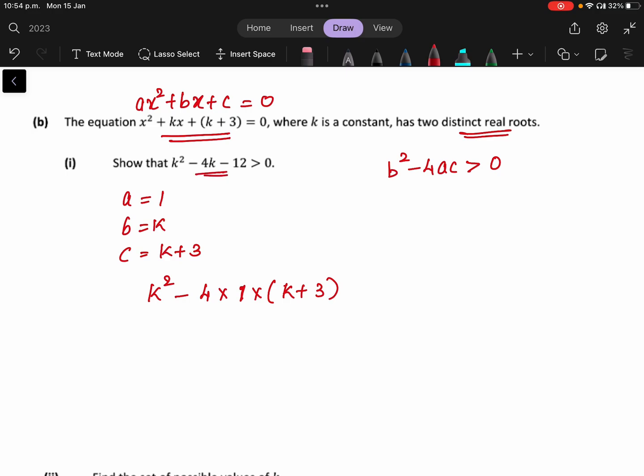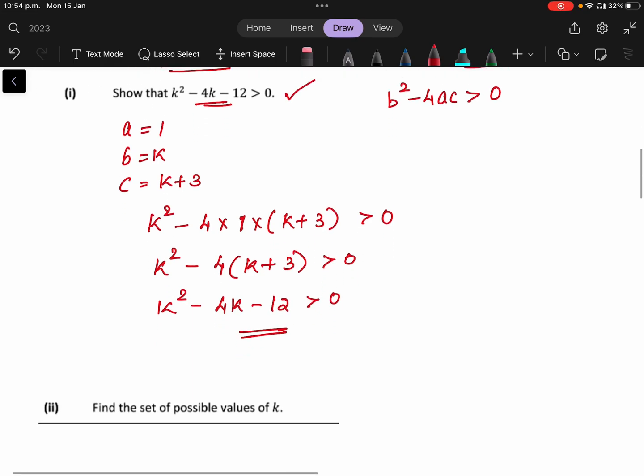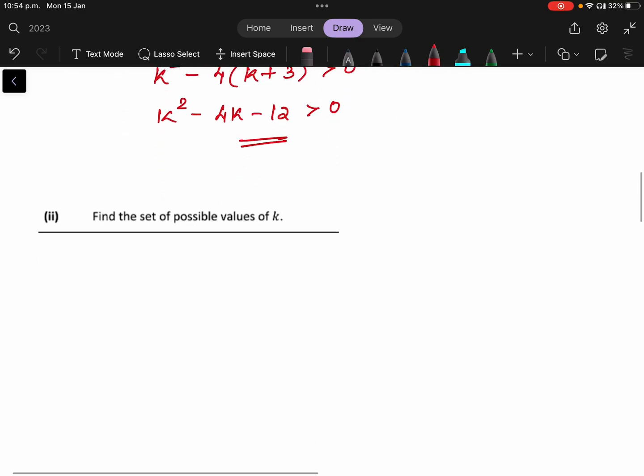So you have to look at this. What is it that they are asking us to do? So here you can write that as k² minus 4 into (k + 3) is greater than 0, or k² − 4k − 12 is greater than 0. So we have proven that. Find the set of possible values of k.